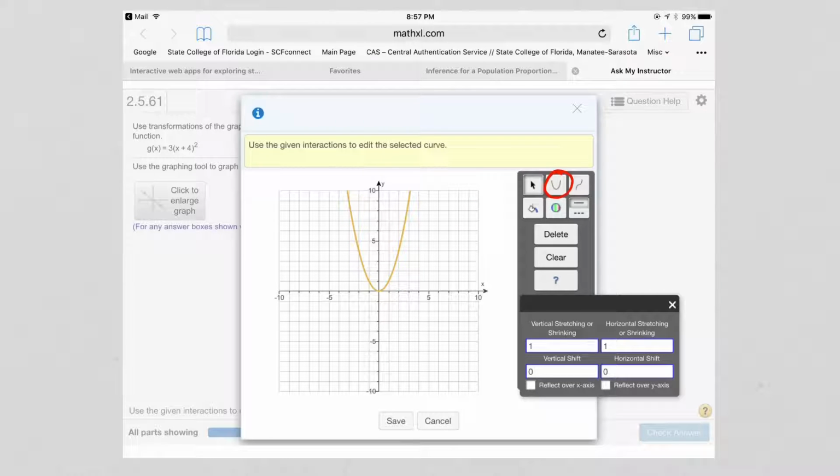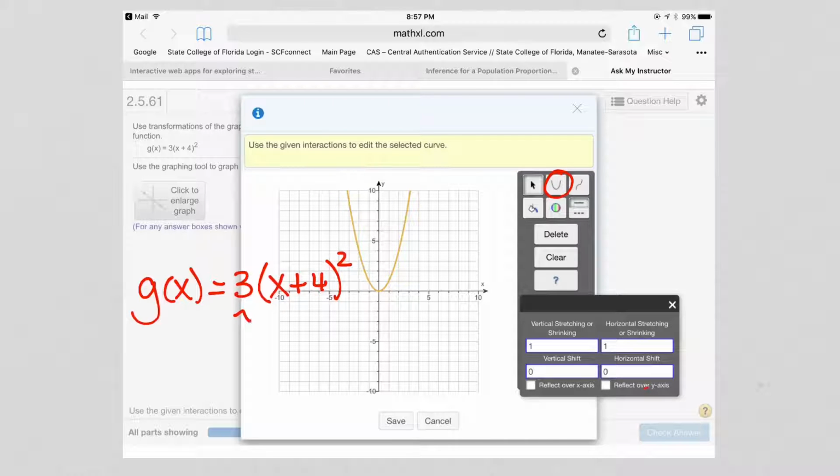Okay, so now that I've got that, I have to look over to here. It's going to open up this. Do we have any vertical stretching or shrinking? Do we have any horizontal stretching or shrinking? Vertical shift or horizontal shift? So what do we have? Well, our function that we're graphing, and I'm going to write this a little bigger because that's a little difficult to read, is 3 times the quantity x plus 4 squared.